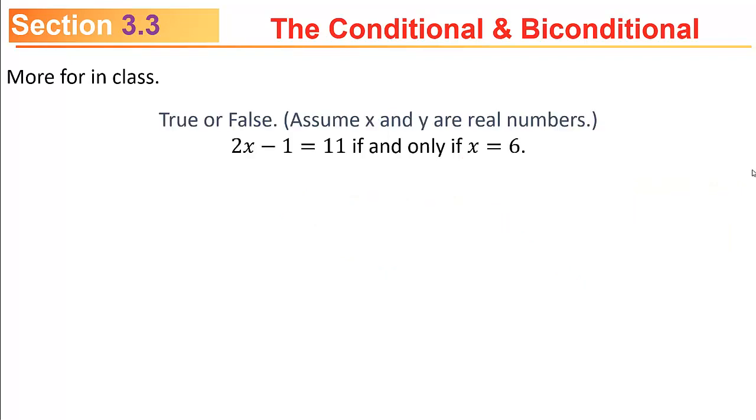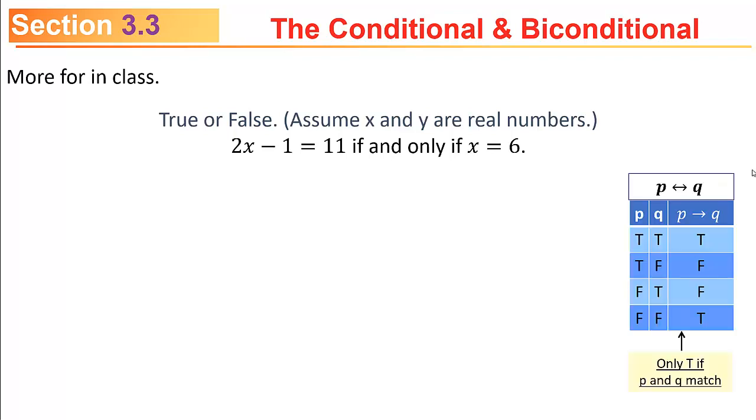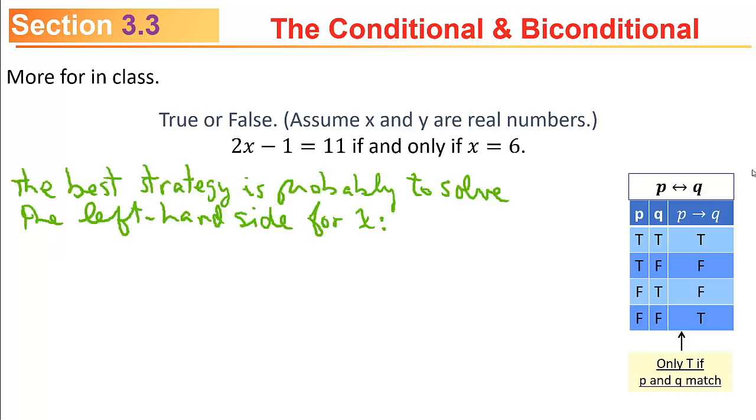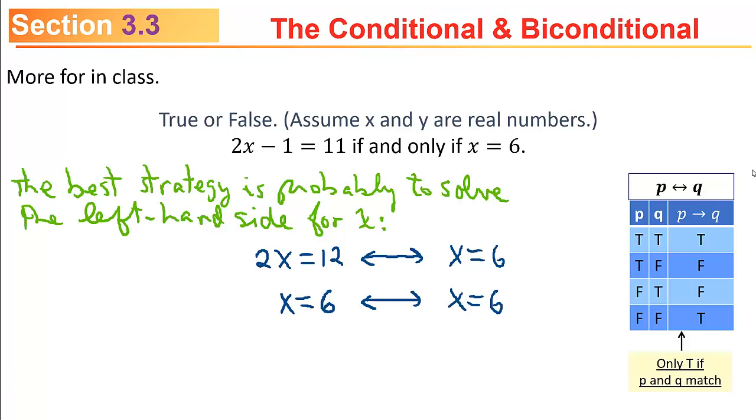Another example. This one has a little twist to it. True or false, assuming x and y are real numbers, 2x minus 1 is equal to 11 if and only if x is equal to 6. Now this is still a biconditional, but the best strategy when you have variables in these things is probably to go ahead and solve for x when they're not solved for x. So I would say take that 2x minus 1 is equal to 11 and add a 1 to both sides and divide by 2, and you end up with x equals 6 if and only if x equals 6.